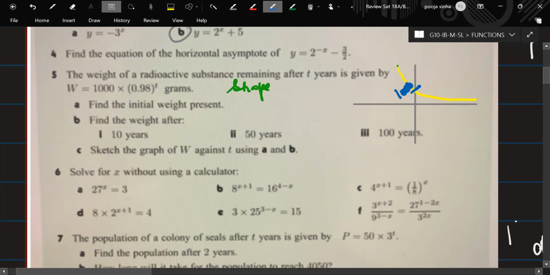Yeah. So you have sketched the weight of W against A and B. And then for the rest of them, you can always show what will happen after 10 years. 10 years mein kya hoga, 50 years mein kya hoga, 100 years mein kya hoga, that you can show. Yeah. Got it? Got it.